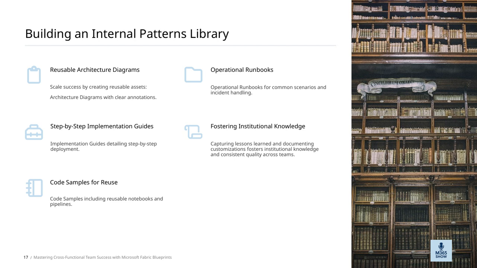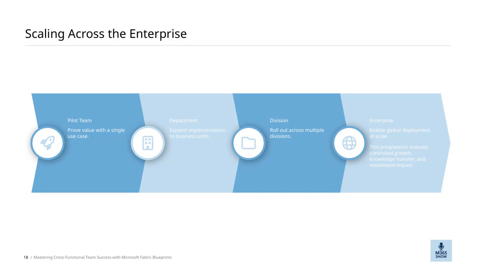Finally, scaling our success involves creating reusable assets like architecture diagrams with clear annotations. These diagrams visually communicate our designs and principles, making it easier for teams to understand and adapt them. Altogether, these elements, lessons learned, operational runbooks, code samples, implementation guides, and architecture diagrams, form a comprehensive internal patterns library. This library helps us standardize, share knowledge, and accelerate our progress across all teams, ensuring we build on our successes consistently. Now, let's talk about scaling across the enterprise.